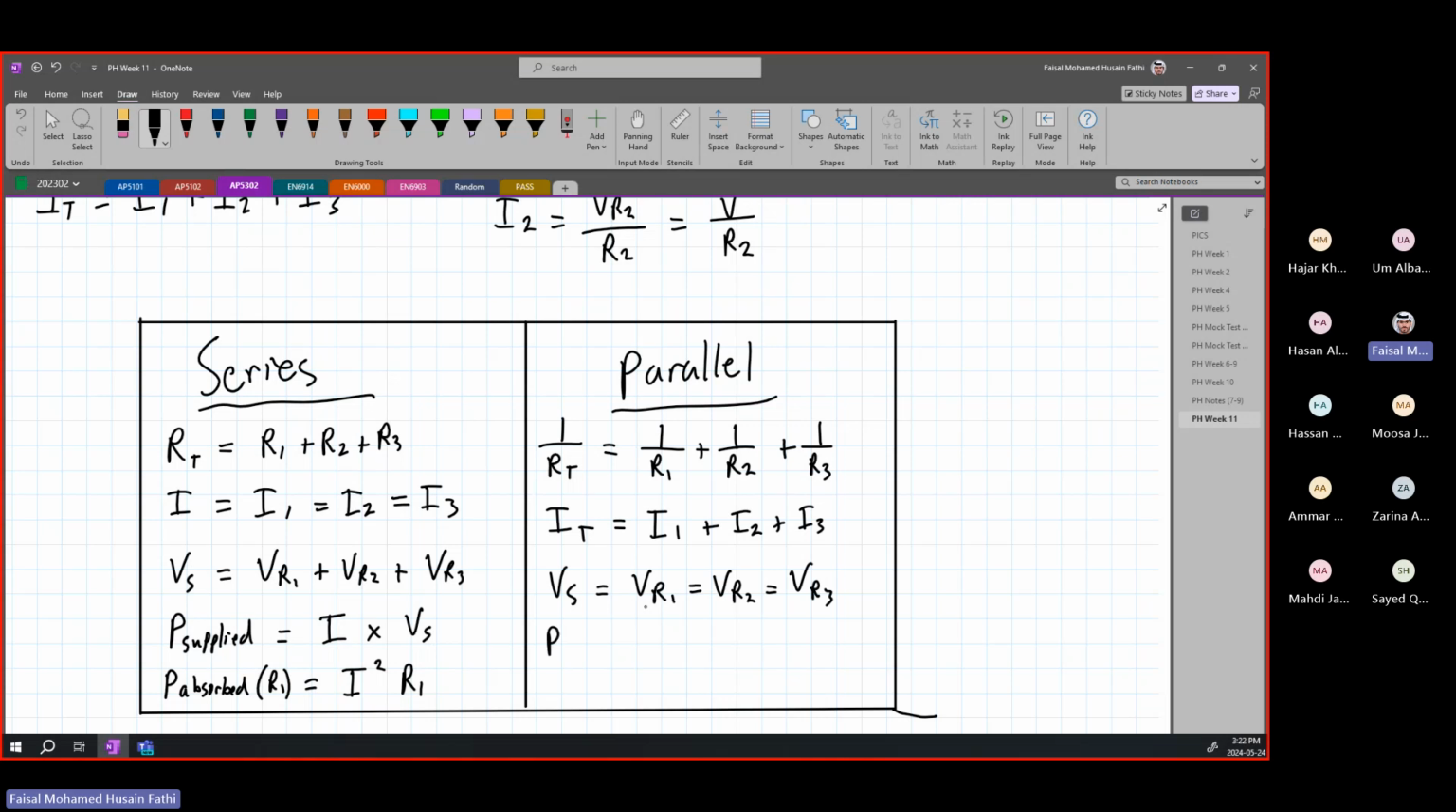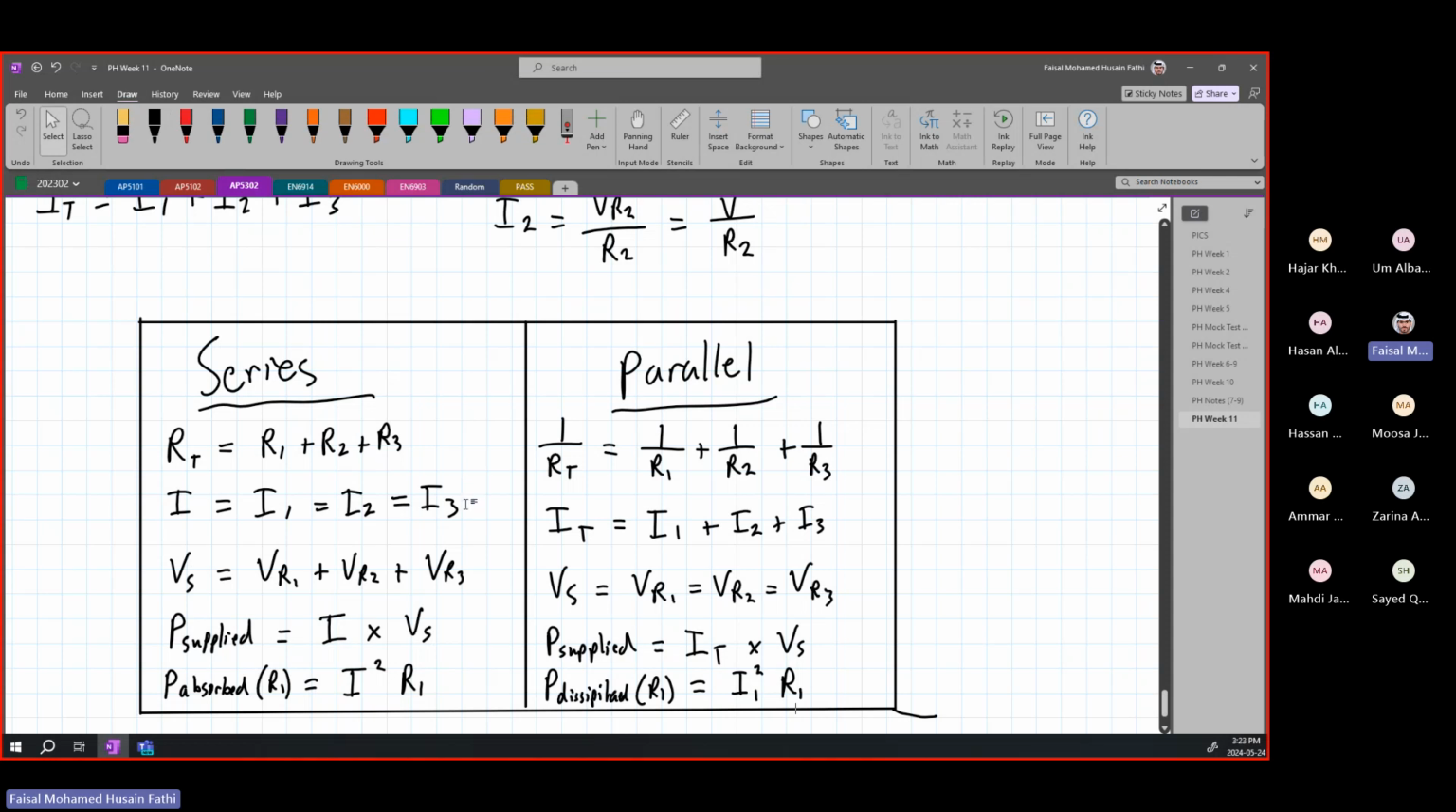To find now the power supplied, it is going to be equal to I total, the total current, because that's the current that is going throughout the entire circuit, times the voltage supplied. And to find the power absorbed or the power dissipated, it's the same thing. For example, for R1, it is going to be I1 squared, so the current that is flowing through the first resistor, times R1. And if it was for R2 or R3, you're just going to put I2 and I3 instead. Okay, so this is just a simplified table for how it will look like.